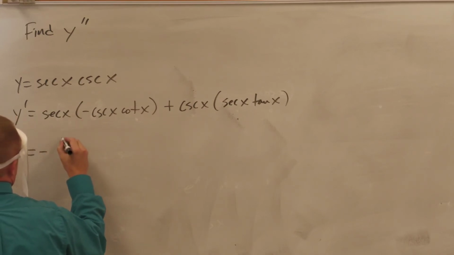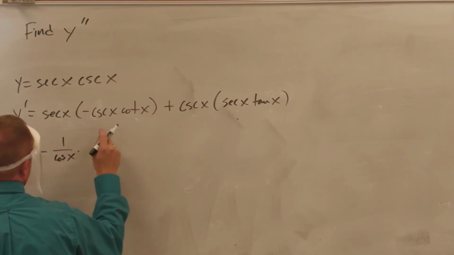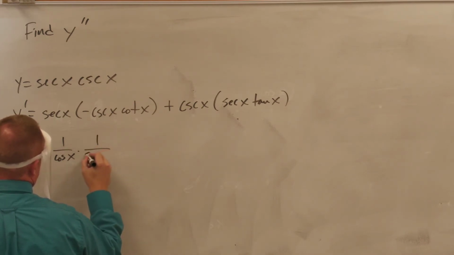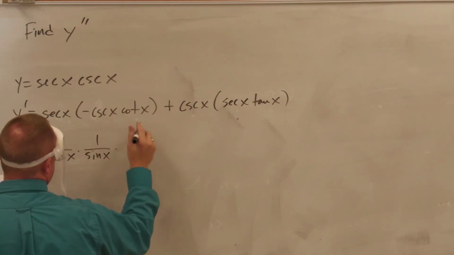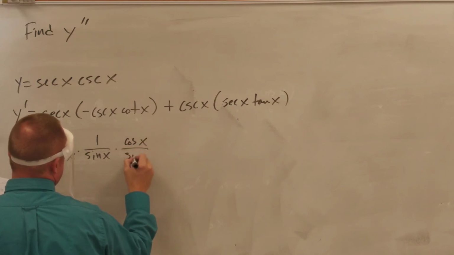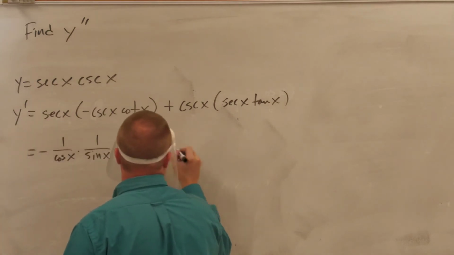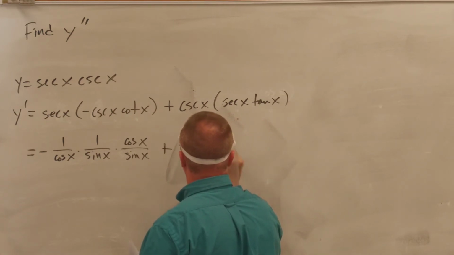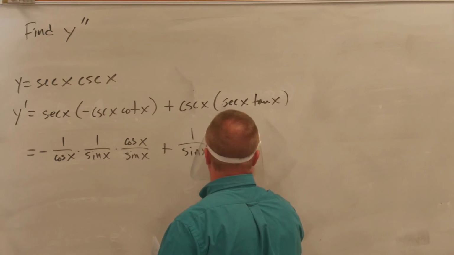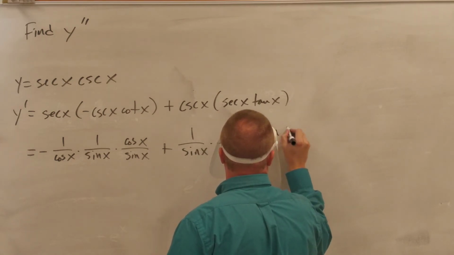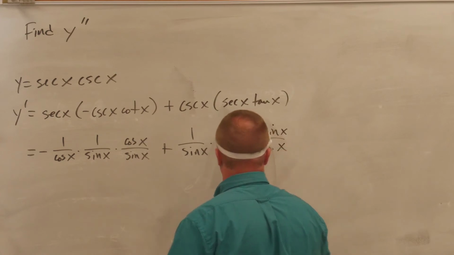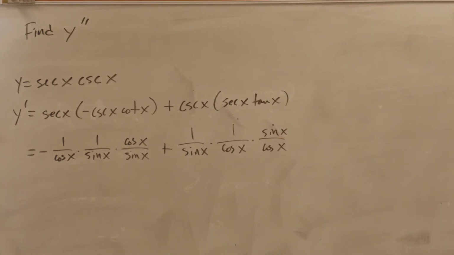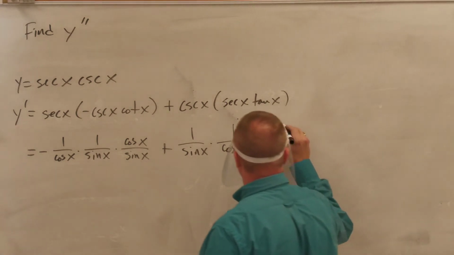All right, so secant is 1 over cosine. Cosecant is 1 over sine. And then cotangent is cosine over sine, plus cosecant is 1 over sine. Secant is 1 over cosine. Tangent is sine over cosine. Okay. So now by doing that, notice sine cancels.